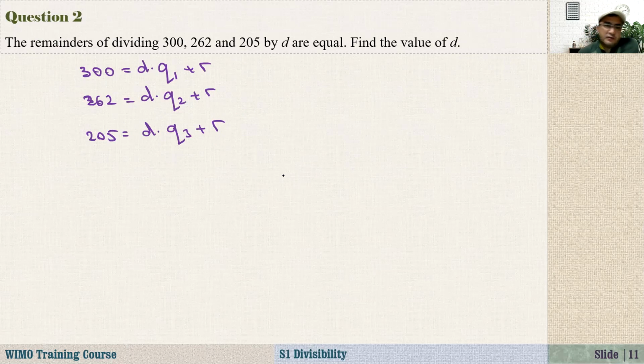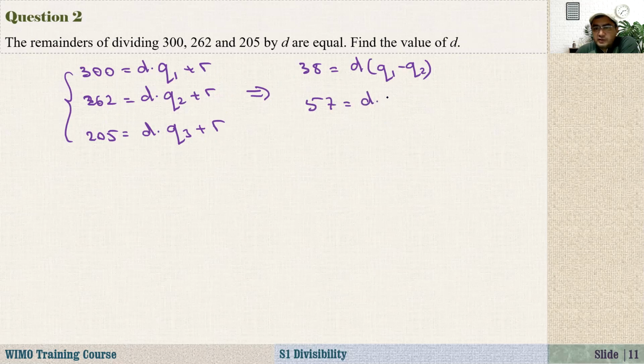So now here we need to find the value of D. Again, we'll just use that theorem, right? If M and N are divisible by D, then their difference is also divisible by D. Which means that now if you just apply that theorem to this question, 300 minus 262, that's equal to 38. On the right hand side, R minus R, that's equal to 0. D is a common factor. Here we have Q1 minus Q2. And the second one, 262 minus 205, that's equal to 57. And here we have D, R minus R, that's equal to 0, Q2 minus Q3.